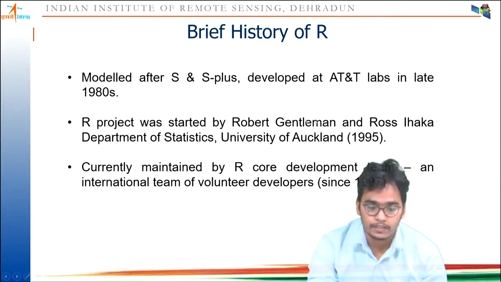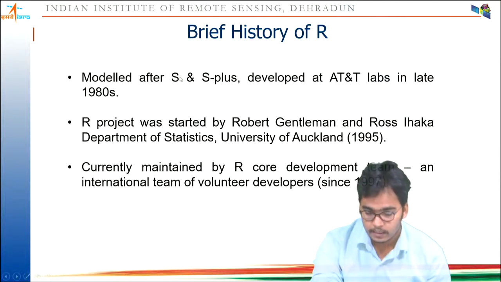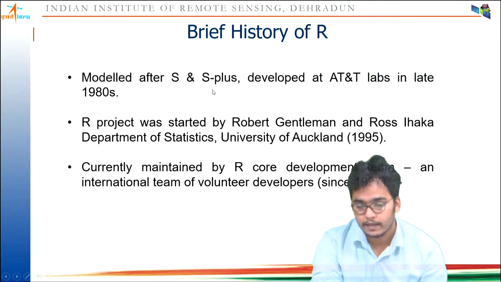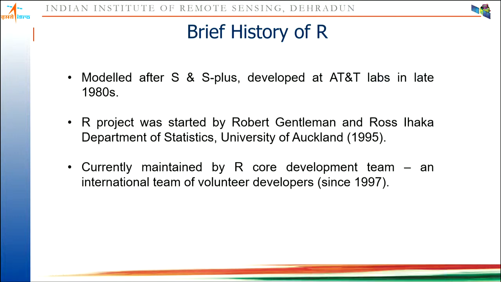First I will cover a brief history of R. It is modeled on the S and S-Plus language developed at AT&T Labs in the late 1980s. The R project was started by Robert Gentleman and Ross Ihaka, Department of Statistics at Auckland University. Currently, it is open source, and volunteer developers are contributing to it, and it has more than 10,000 packages right now. So it's very popular.